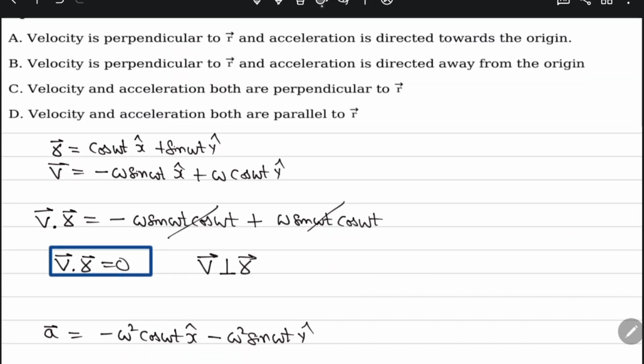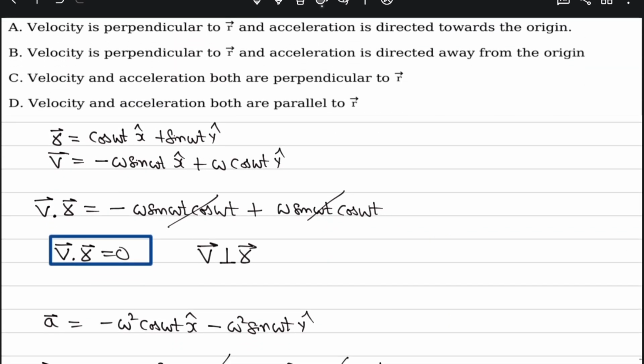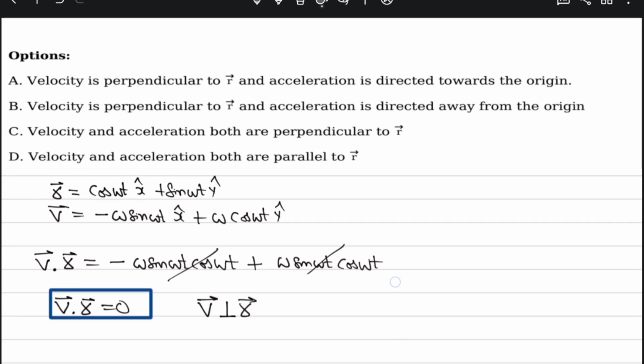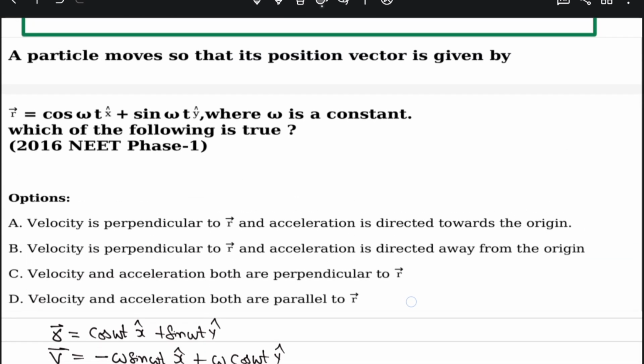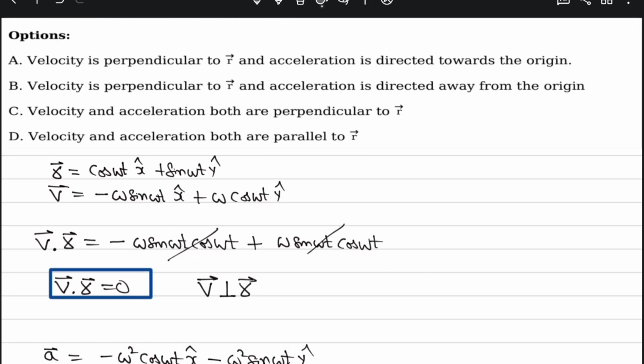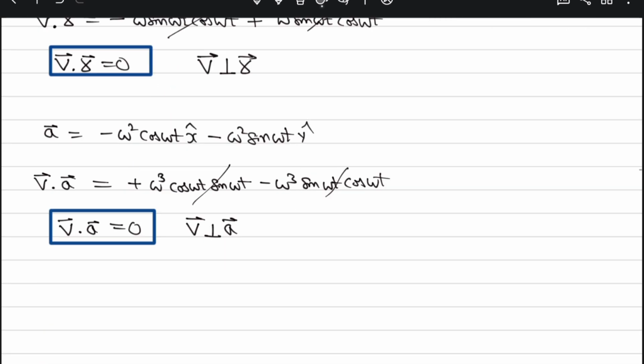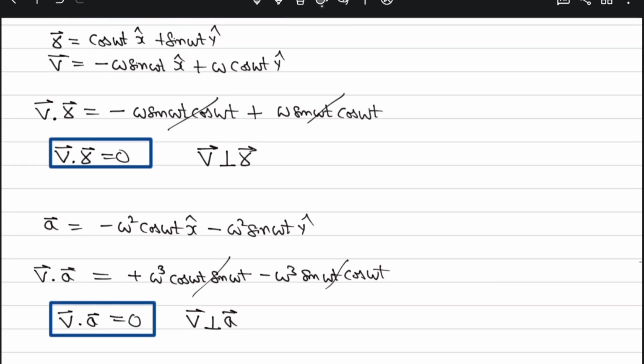Velocity is perpendicular to r vector and acceleration is directed towards the origin. So in this question, what they are saying, a particle is given. Which of the following statements is correct? Velocity is perpendicular to r vector. Acceleration is directed away from the origin. Velocity and acceleration both are parallel to r vector. Oh, just 1 minute. We have done everything fine now.